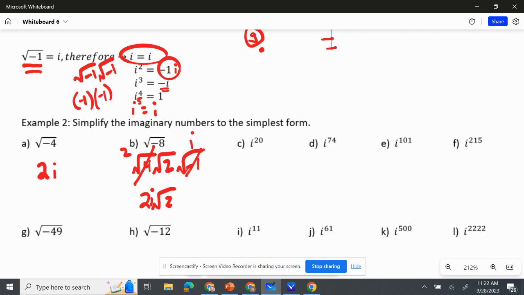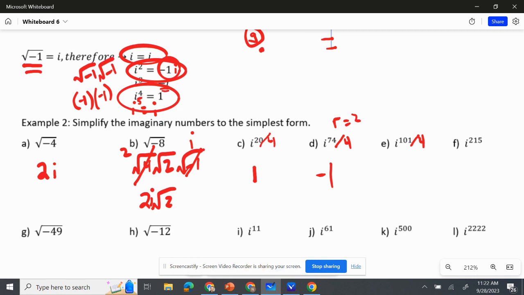Now, i to the 20th. What I'm going to do is I'm going to take each of these values and I'm going to divide them by 4. This one goes in evenly, so that means that our answer is 1. It's divisible by 4. For this next one, I'm going to divide it by 4. It means that it rotates lots of times. And what we do is we figure out what the remainder is, and the remainder is 2, or 0.5 if you divide it on a calculator. That means that our answer is negative 1. It would be i squared.